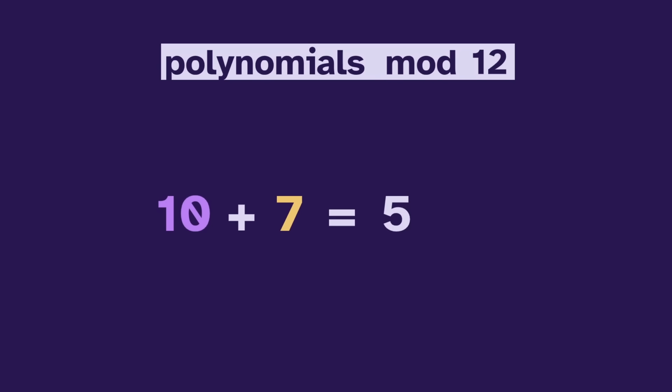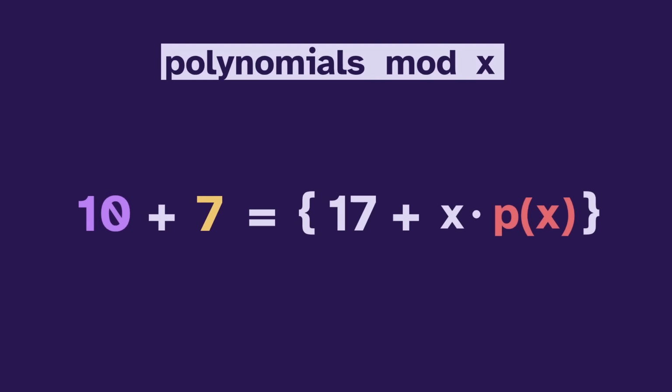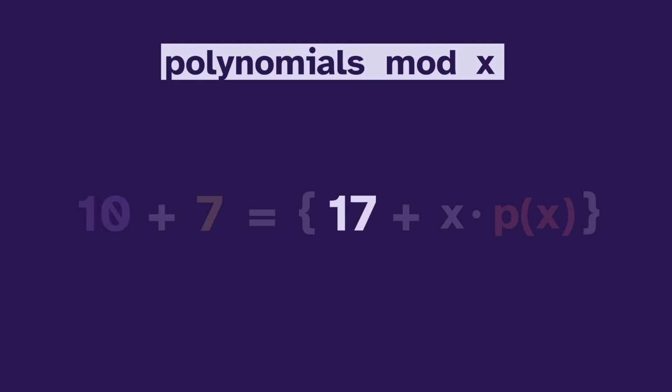And here's where it gets really fun. Since the system is polynomials, we can change the modulus to a polynomial, like x. So now 10 plus 7 equals 17 plus x times a polynomial. And now notice, these terms will always involve an x. They can't be constant. So the constant will always be 17.